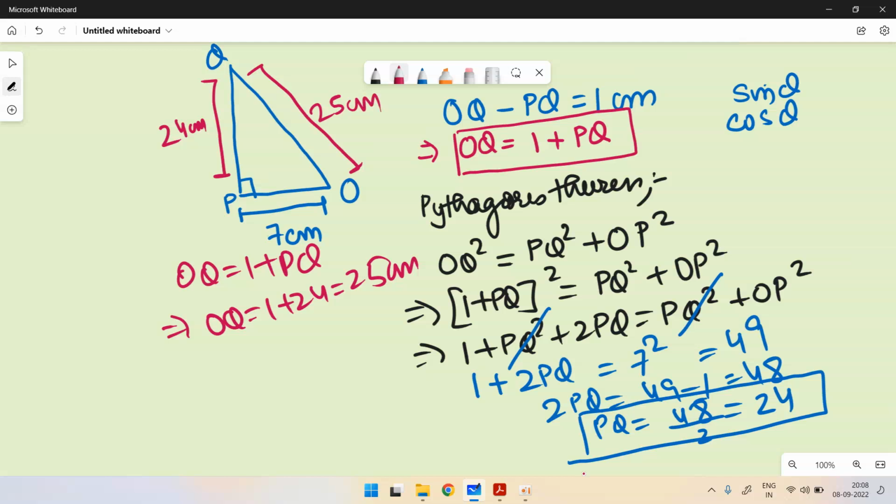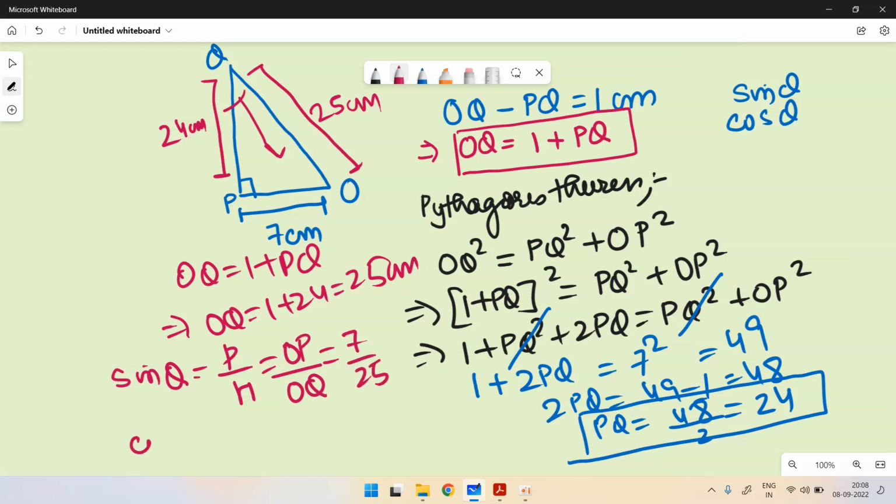These all are values you have to find. So sine Q from here is perpendicular by hypotenuse. From this sine Q, this is my perpendicular. So this is OP by OQ. It's nothing but 7 by 25.